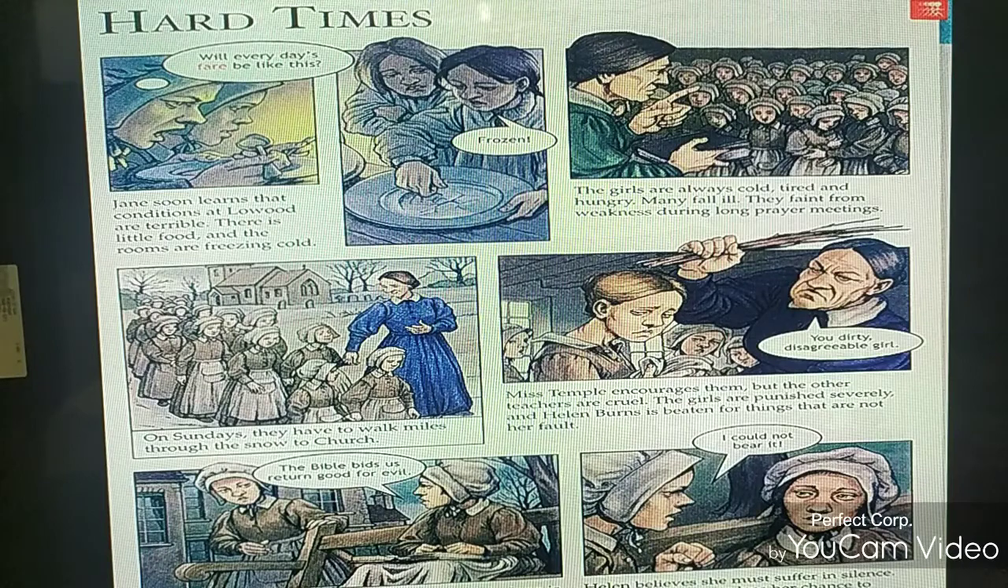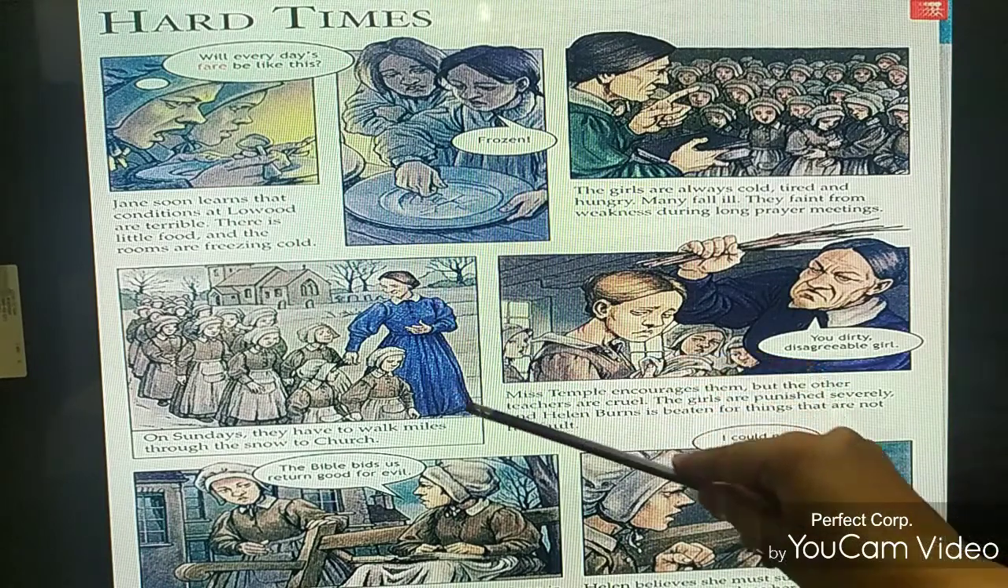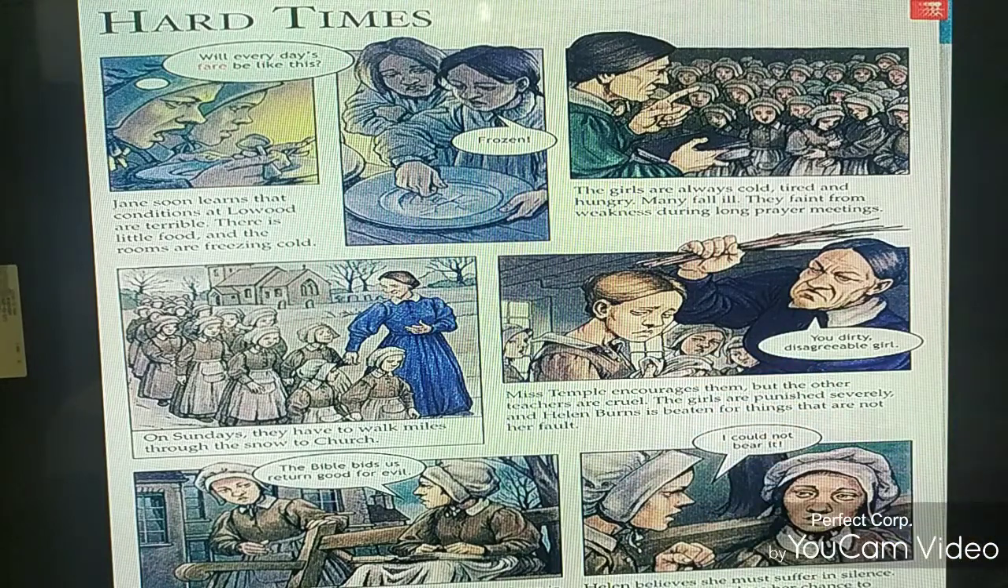In our fourth picture here, on Sunday they have to walk miles through the snow to church. Fifth picture, "You dirty, disagreeable girl." Miss Temple encourages them, but other teachers are cruel.